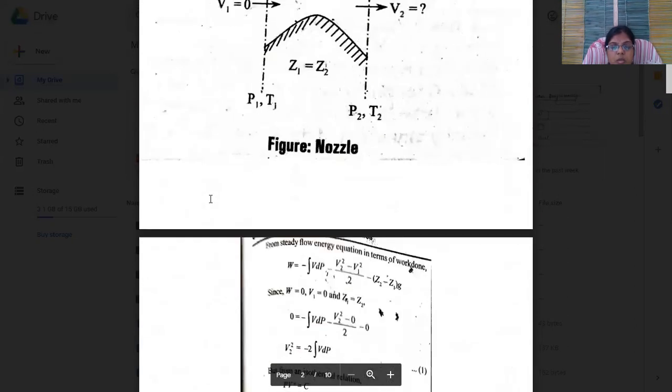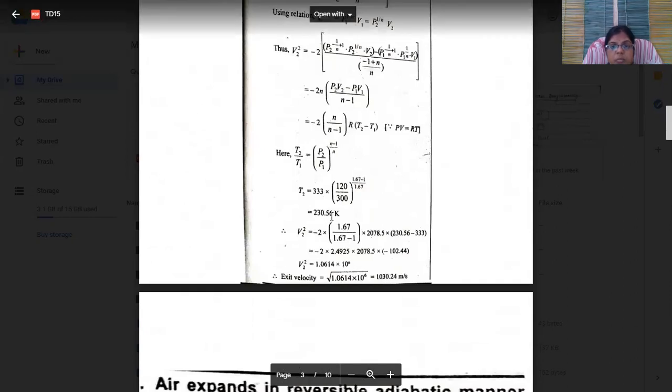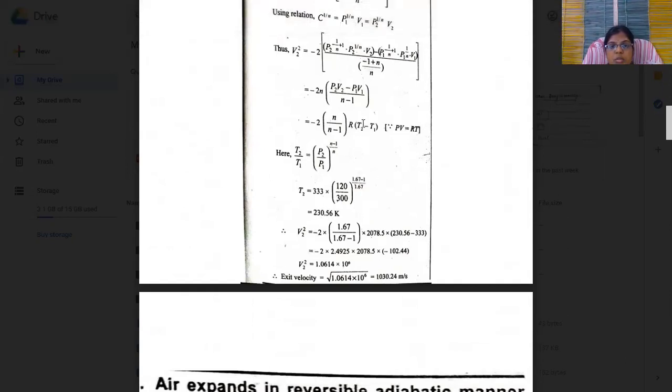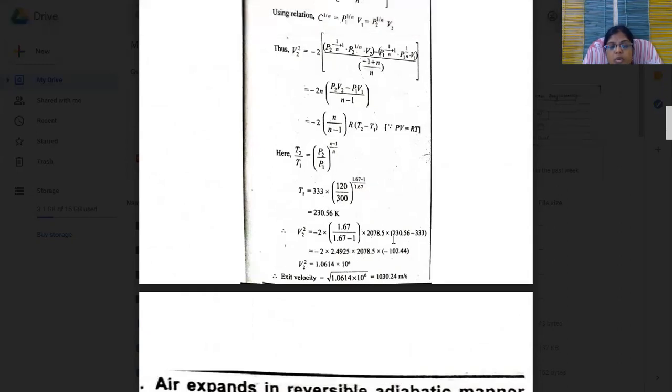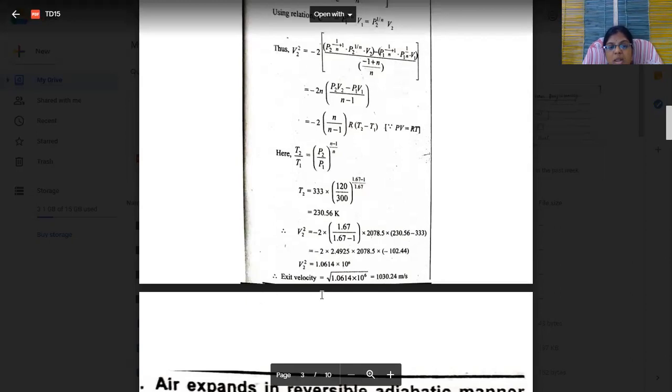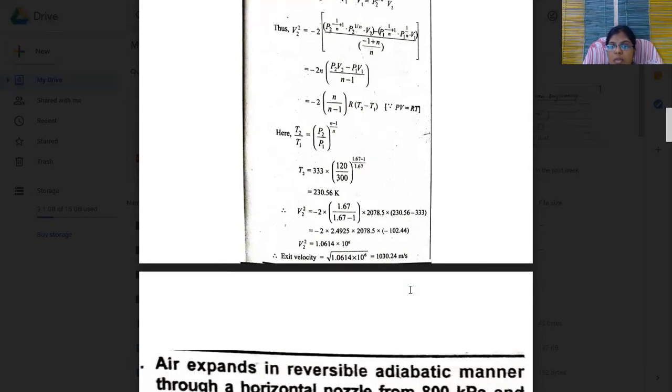Okay, so substitute the values here and get the value of T2, and substitute this T2 value here. We already have the T1 value from the above problem. Substituting all values, finally we get the value of V2 square. So exit velocity V2 is equal to 1030.24 meter per second. Definitely you have to mention the units, otherwise the value is not valid.